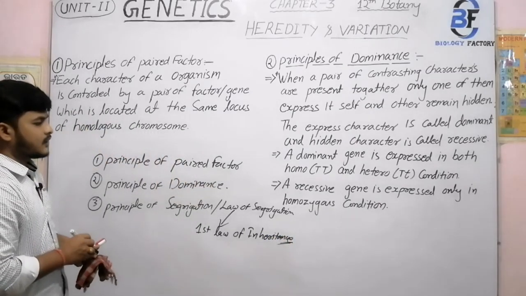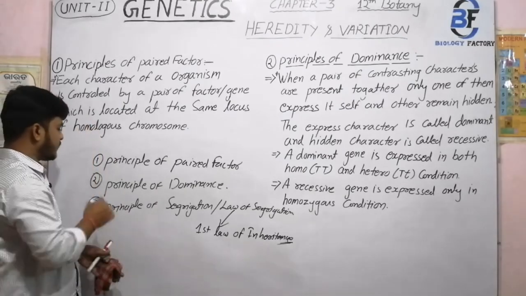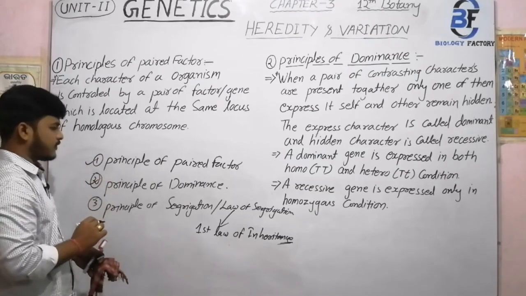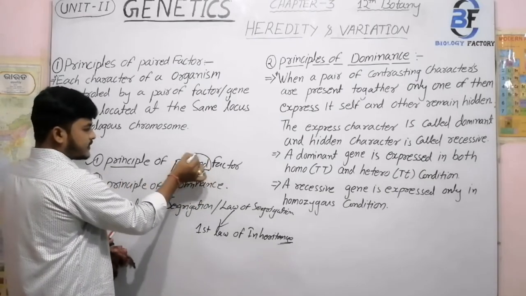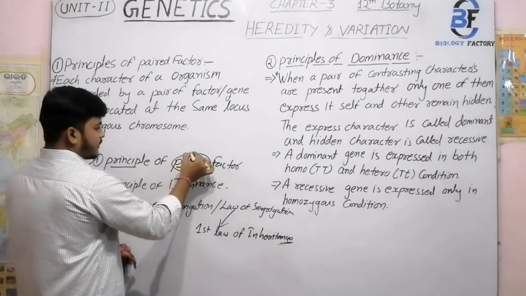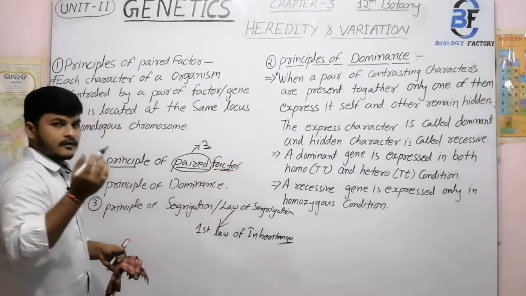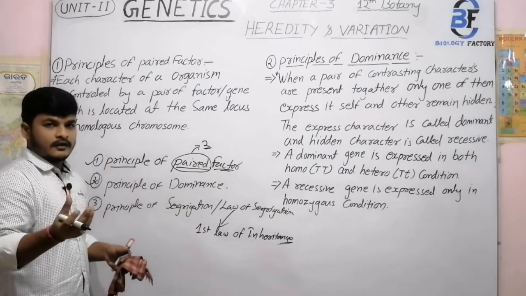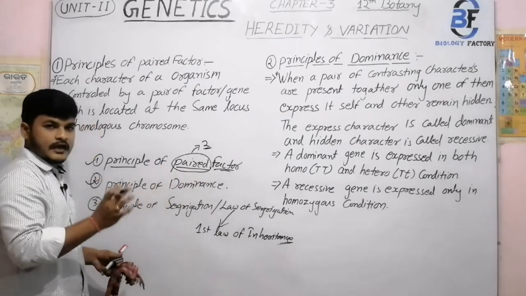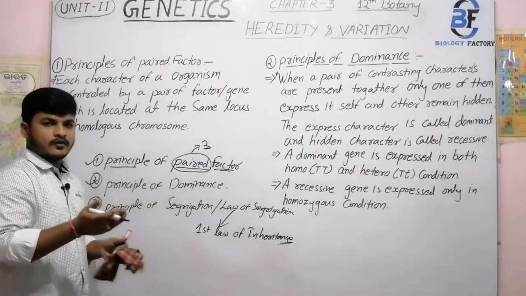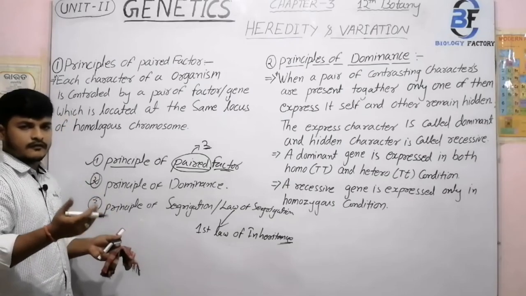In this particular session we are discussing the principle of paired factor first, and next the principle of dominance. First, the principle of paired factor. Paired means two. Factor means gene. In modern language it is a gene, but according to Mendel it is a factor which is transferred from one generation to another generation, the first filial or second filial generation, after the crossing and the checkerboard.